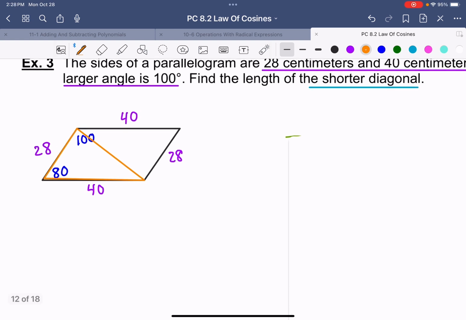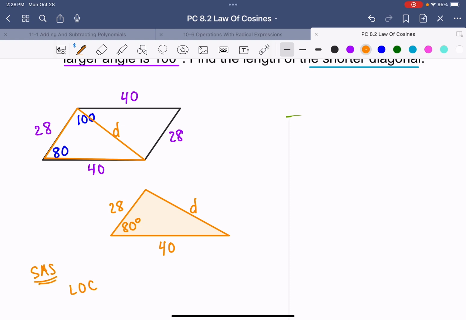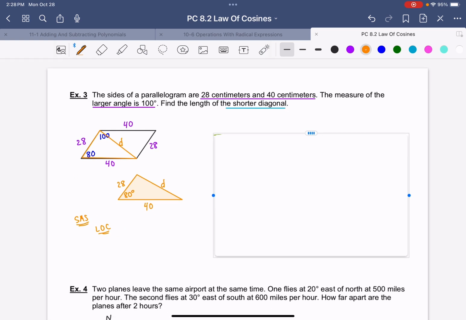If we draw this separately, the information I need is simply 28, 40, and 80 for the degrees. And we're trying to find the length of the shorter diagonal here. So we can see it's an SAS situation, which we use law of cosines. All right, so I've already got this set up over here.